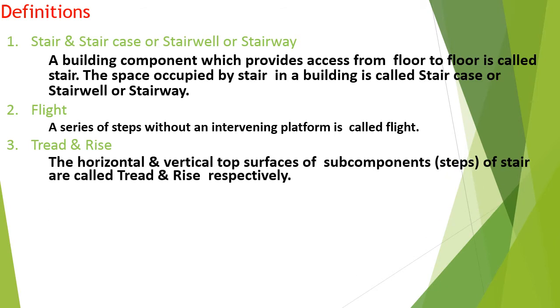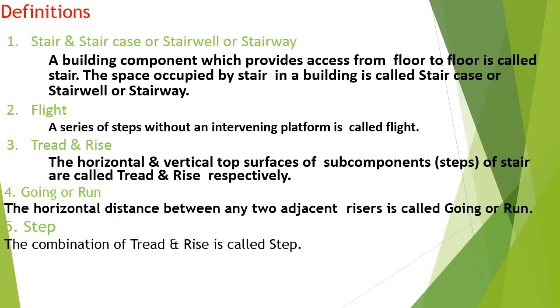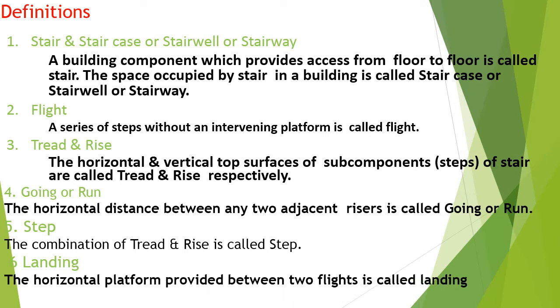Treads and risers. The horizontal and vertical surfaces of the subcomponents, that is the steps of a stair, are called tread and riser respectively. Going or run: the horizontal distance between two adjacent risers is called the going or run. Step: the combination of tread and riser is called a step. Landing: the horizontal platform provided between two flights is called a landing.